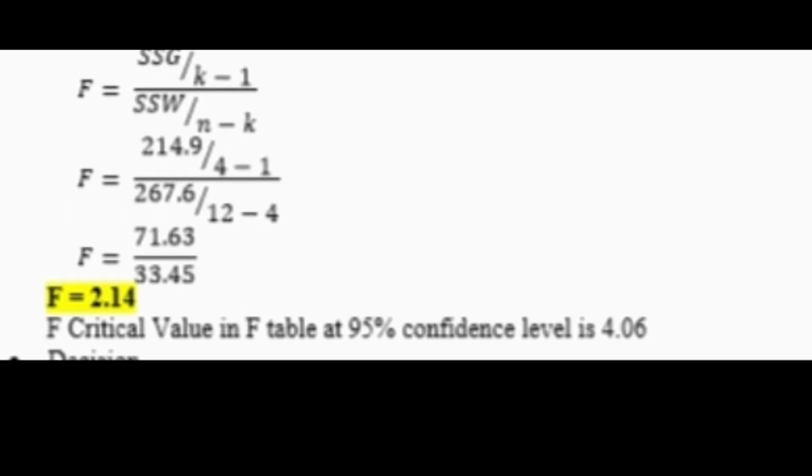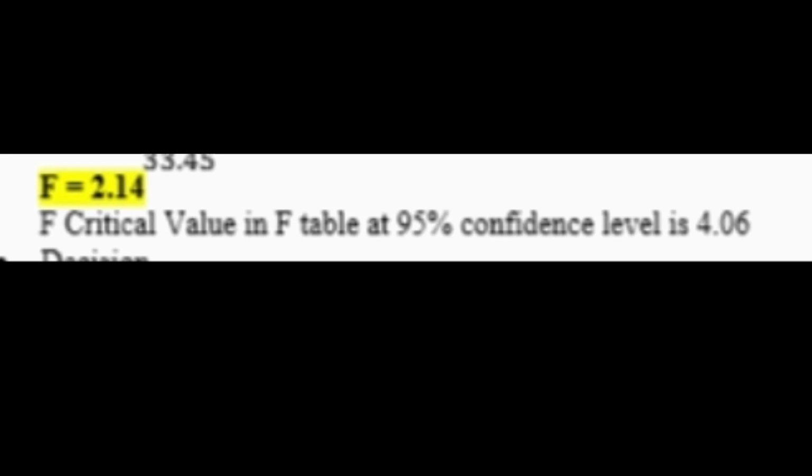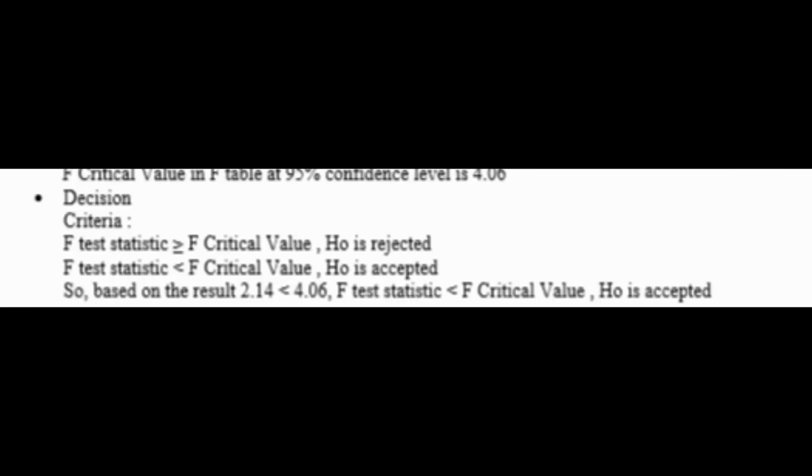Based on the Excel, the F critical value is 4.06. After this, we make a decision. The criteria are: if the F-test statistic is greater than the F critical value, then H0 is rejected. And if the F-test statistic is smaller than the F critical value, then H0 is accepted.